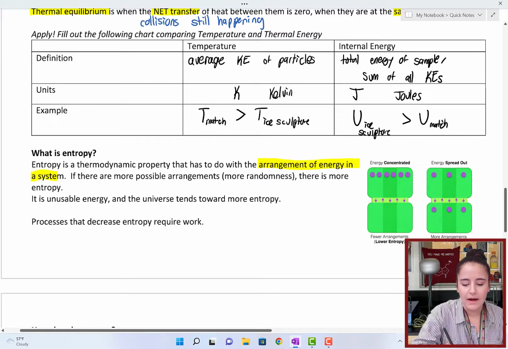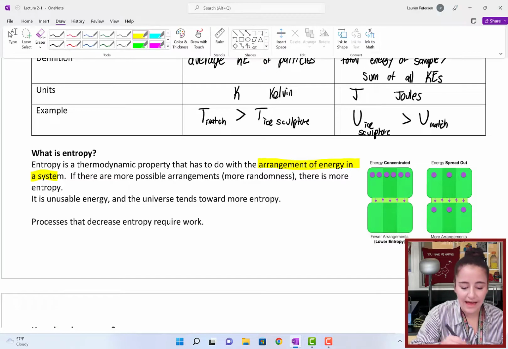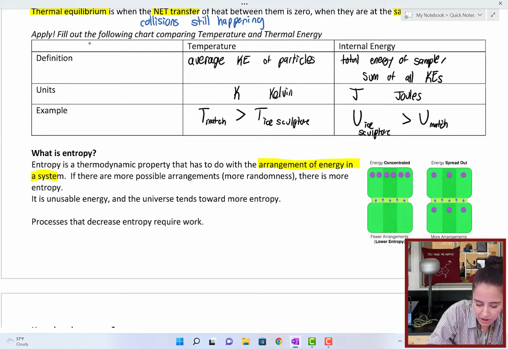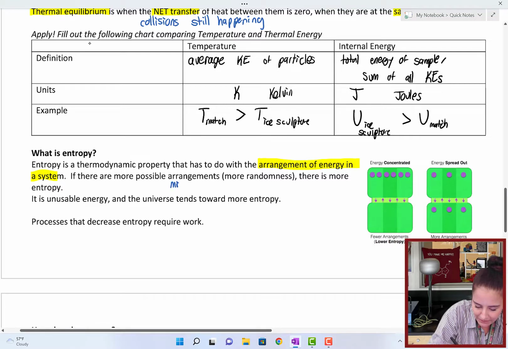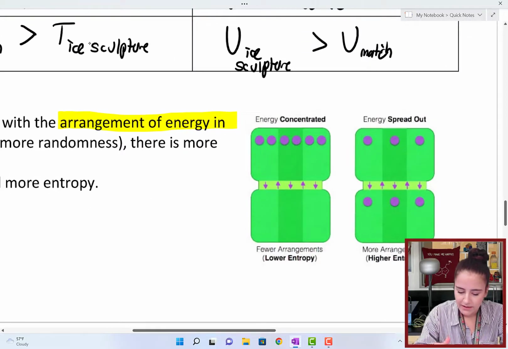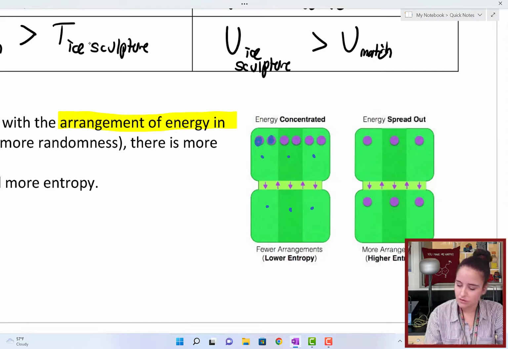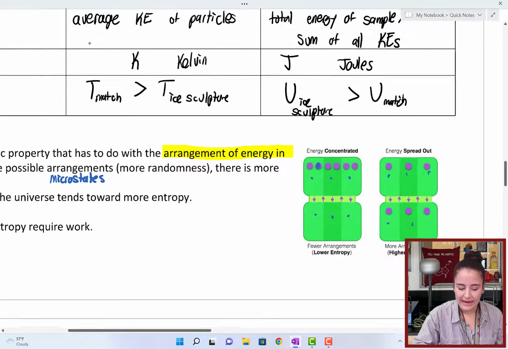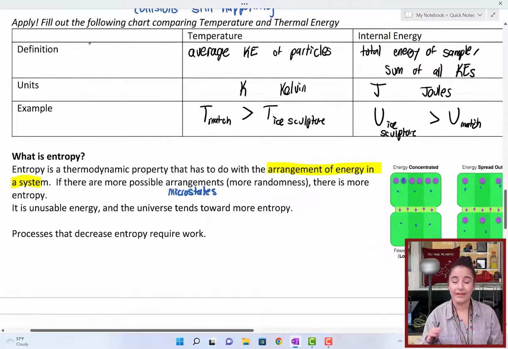If there are more possible arrangements, more ways that energy can be spread out, sometimes you'll see them called microstates. Those arrangements are called microstates. If you look at this example over here, there are 1, 2, 3, 4, 5, 6 places that the energy could be. If it was all on one side, we would say it's a lower entropy, whereas if the energy was more spread out, it would be a higher entropy. Anytime there are more spaces available, more ways for it to spread out, that is a higher entropy.